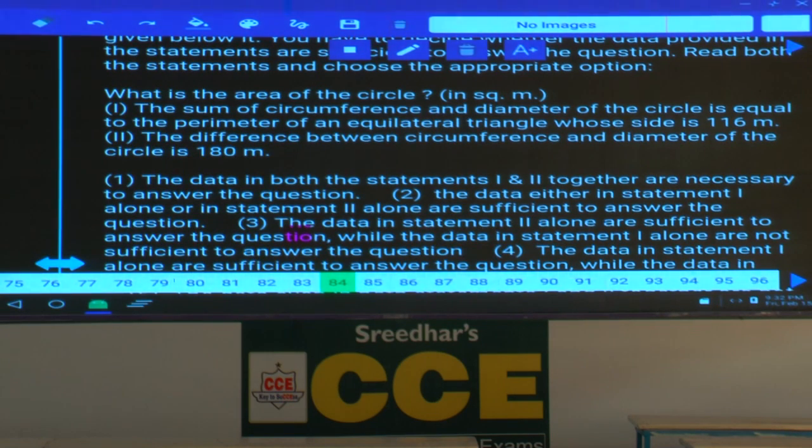Any doubt, anybody? What is the area of the circle? Statement 1: The sum of circumference and diameter of the circle is equal to the perimeter of an equilateral triangle whose side is 116. What is 116? The side of the equilateral triangle. Then what is the perimeter? 3 times of it. And that is equal to the sum of circumference and diameter of the circle.